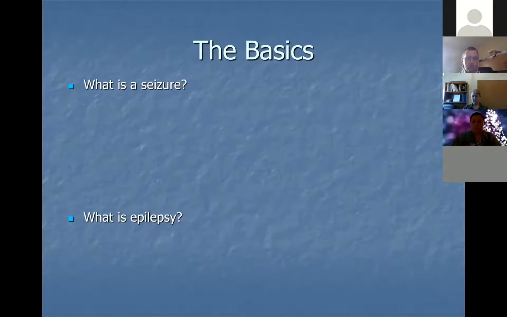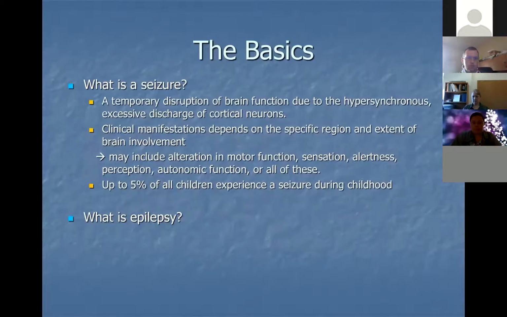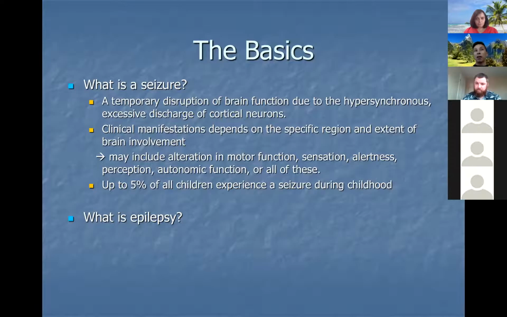The basics: what is a seizure? Some of my third year medical students will probably see some of this already, because some of them have rotated with us. But seizures are basically hypersynchronous electrical activity in the brain cells. Usually they're cortical neurons, gray matter neurons. Remember, thinking back to your high school neuroanatomy, there are two types of neurons: gray matter and white matter. So these are the gray matter, the main stuff. And obviously how it manifests will really depend on what part of the brain is involved.